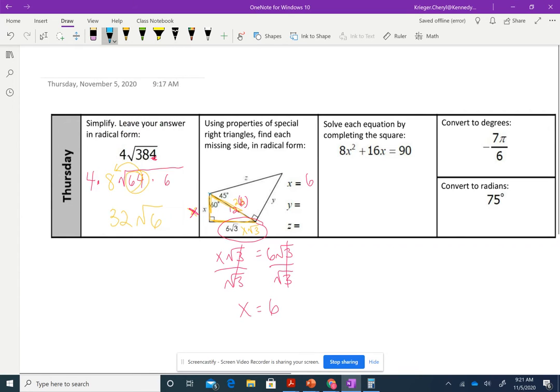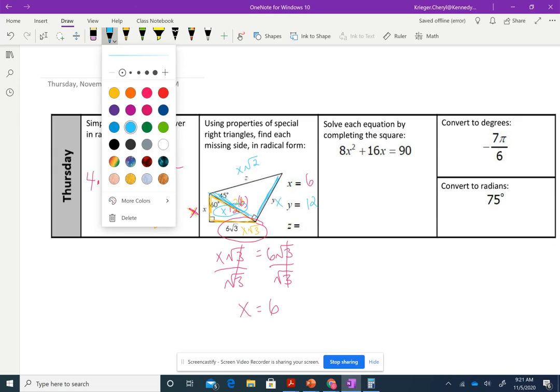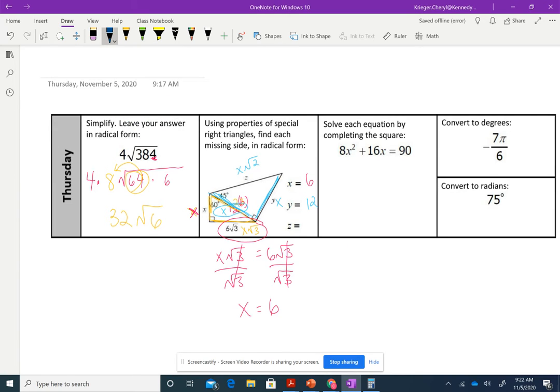Because in my 45, 45, 90 triangle, I have two side lengths that are the same, right? I have x, x, and x root 2. So if x is 12 for my 45, 45, 90, then y is 12. And I'll just plug it in for z. If x and y are both 12, then this is going to be 12 root 2 for z. I just substituted 12 for x.